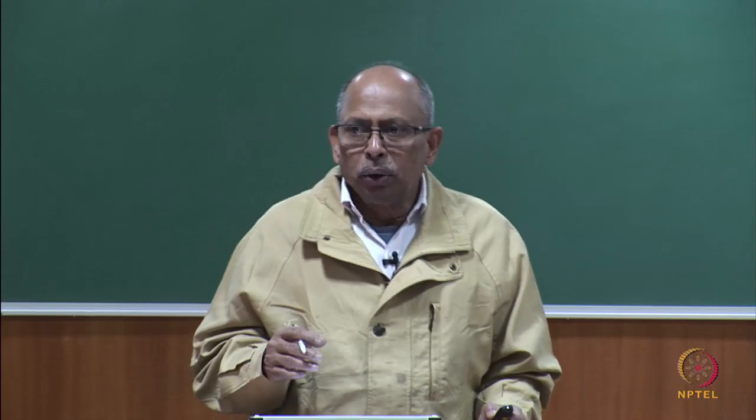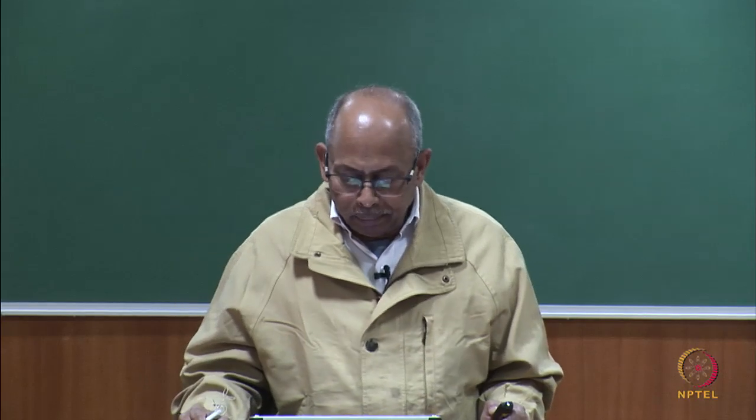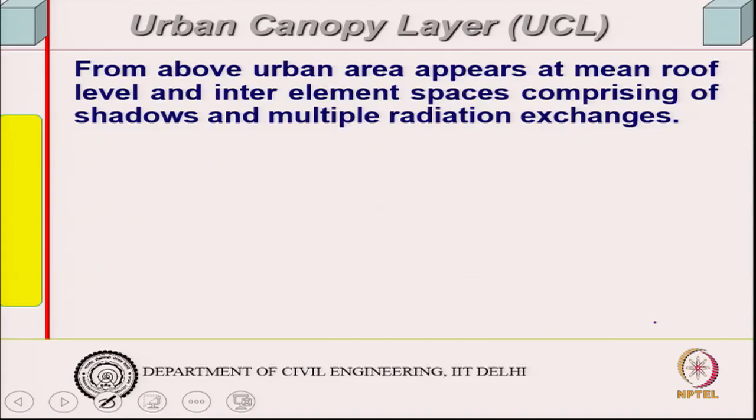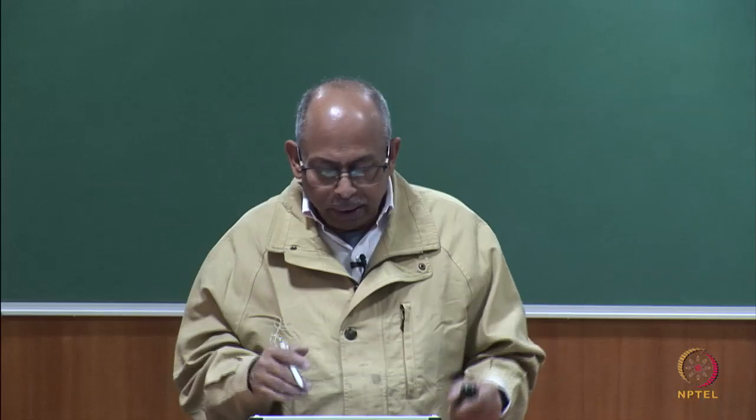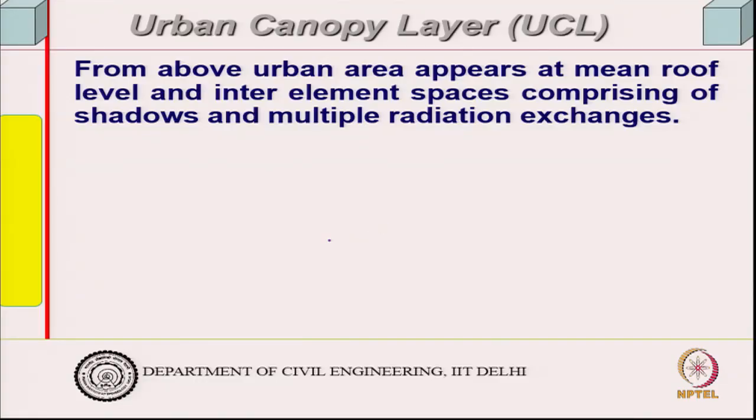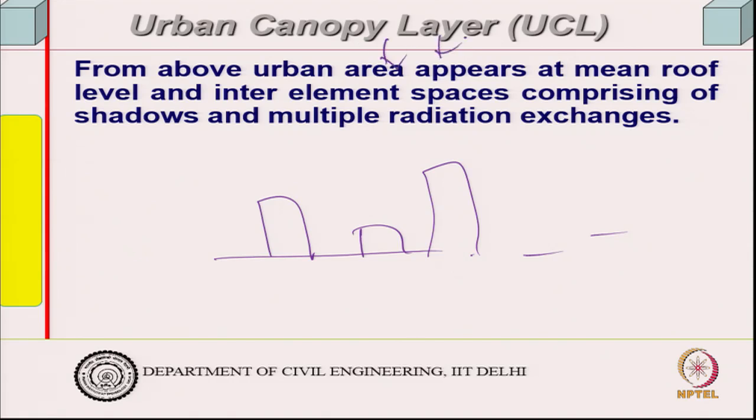All right. So, continuing with urban canopy layer, if I take a top view, the urban area appears at mean roof level, because in an urban area you will have some buildings, etc. So, if I view it from above, I will see the whole thing at an average, mean roof level, and of course, the other will be the interelemental spaces.